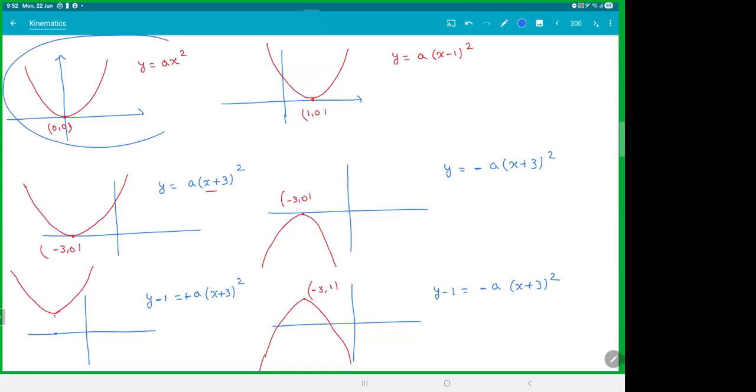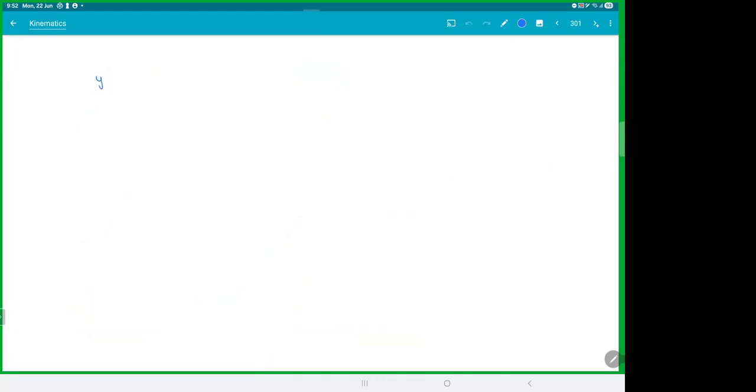So y is equal to x square. You add something to x. If you add something, it will go to the left. If you subtract something, it will go to the right. You're shifting the parabola left and right. If you mess something with y, then you're pushing the parabola up and down. So the general equation is this: y minus h is equal to a into x minus k whole square. So this is a parabola whose bottommost point is k comma h.